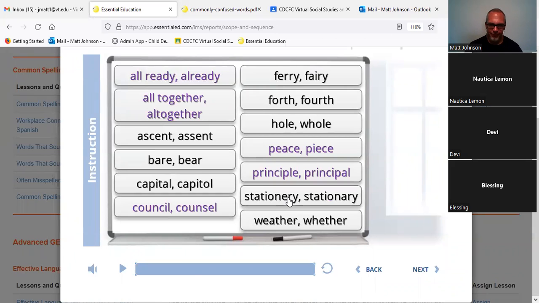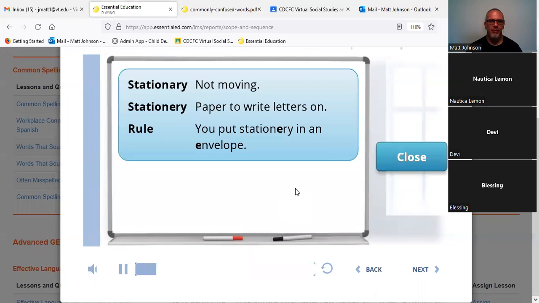And stationary. Stationary, E-R-Y, is like your paper and pencil, right? The things that you write a letter with. Stationary, A-R-Y, is when you are in one location, when you are immobile, not moving. I want to make sure I got stationary right. With an A means not moving. Stationary with an E means paper to write letters on. There you go. Remember, you put stationery in an envelope.